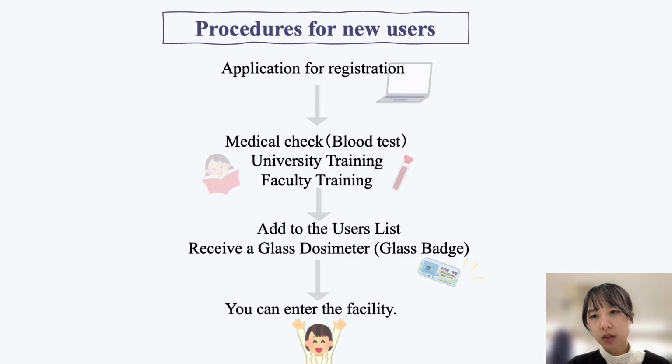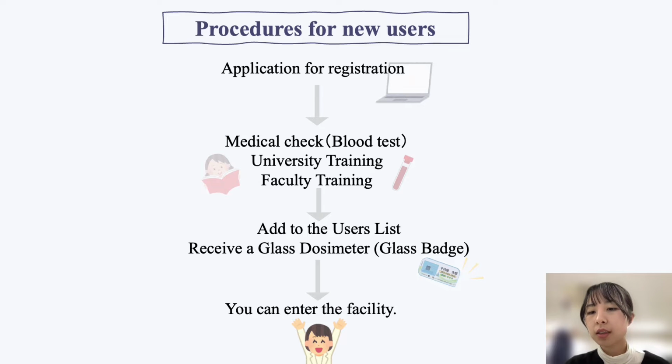Blood tests record the condition of the blood before handling the radiation. Then you learn the basics of radiation in the university training course. And finally, this training course will teach you how to use radiation in this faculty. So it's like a local rule.